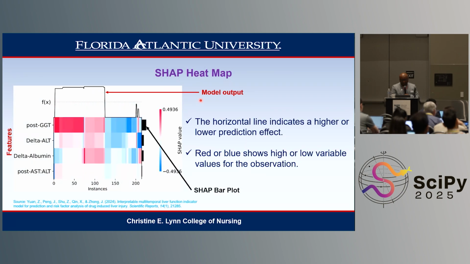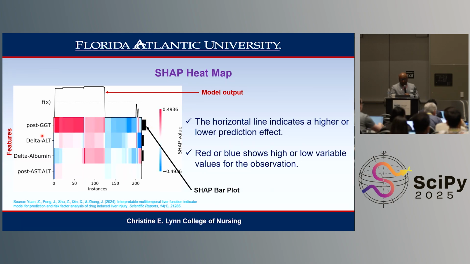Prediction is higher here, lower here, maybe a little higher here. So this way the prediction goes. So the model output in this case is very clearly shown to you. Model output and the instances and the SHAP bar plot. Okay, the SHAP bar plot gives you the resultant of the positive and negative.